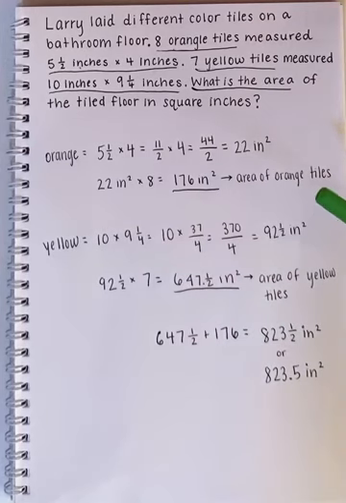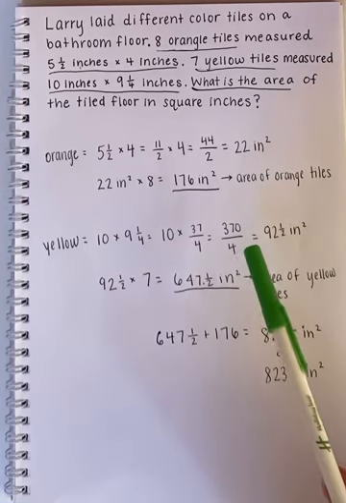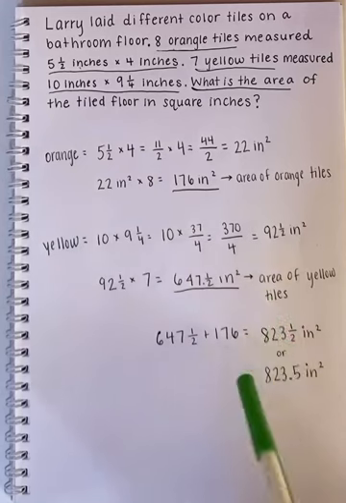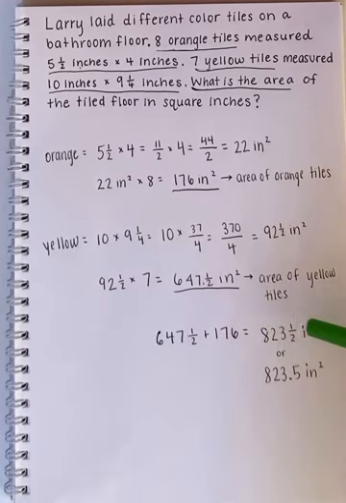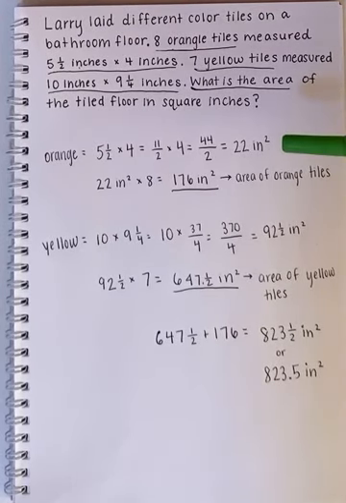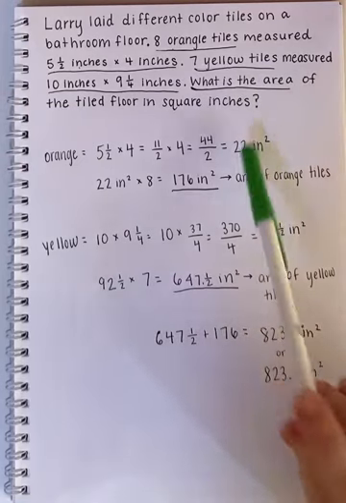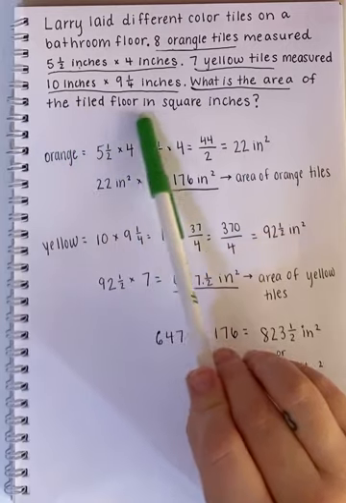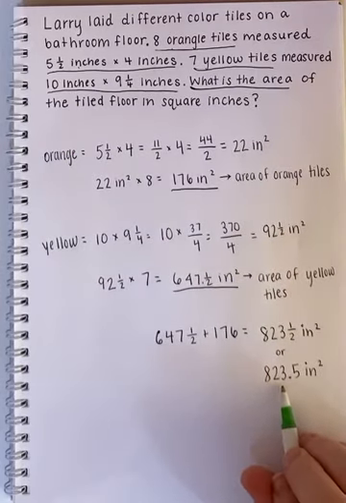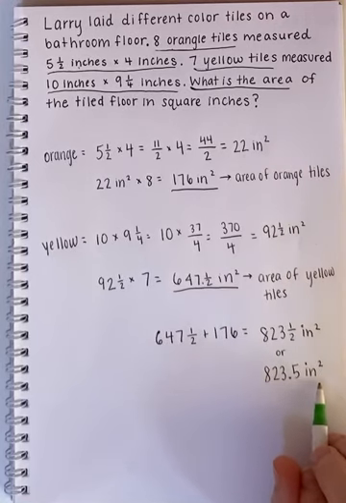So this problem is reviewing things we have already done. You have already been taught how to multiply a whole number and a mixed number. You know how to add whole numbers and mixed numbers. So none of this math is new. It's just understanding what the problem is asking us that might be new for us. So if you were to answer this in a complete sentence, what is the area of the tiled floor in square inches? The area of the tiled floor is 823.5 inches squared.